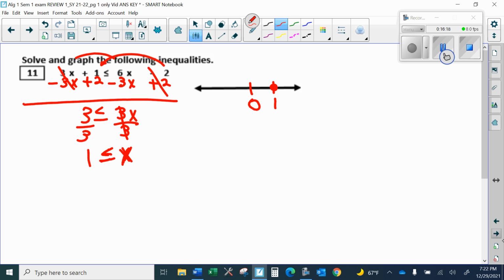Greater than. All the x is greater. Everything that's greater than is still right. All these numbers over here are greater than. Make sure you shade that in clearly so I see it shaded. Don't have a small one.